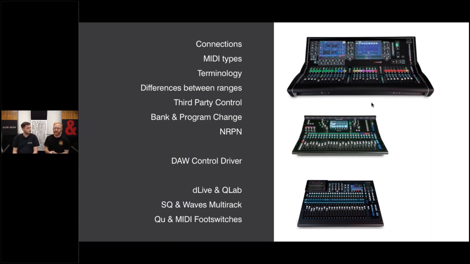So we've got different connections and how you get MIDI to and from a console. The different types of MIDI that we're using. Alex is going to run through some terminology as well and stuff that you'll see in the MIDI protocol documents. I'll talk a little bit about the differences between the ranges and why that is. We'll touch on third-party control, and then we'll get into some examples of some of the most useful stuff as the bank and program changes. NRPN, which is non-registered parameter number, which is what we use to control the mixer itself.